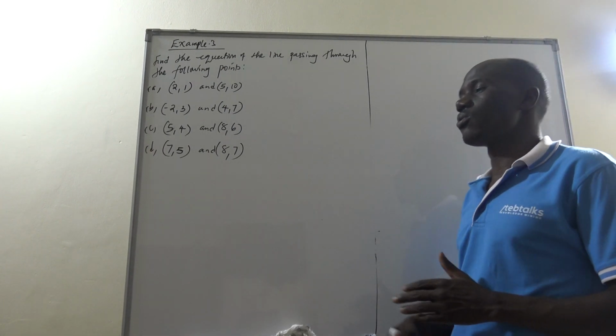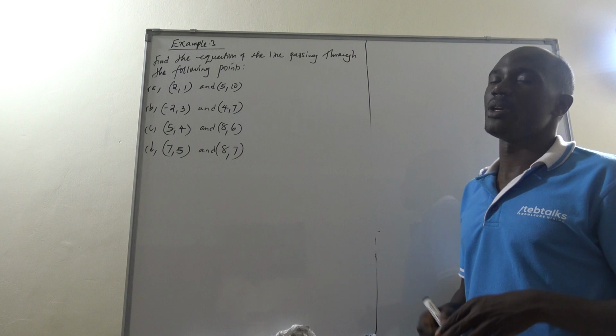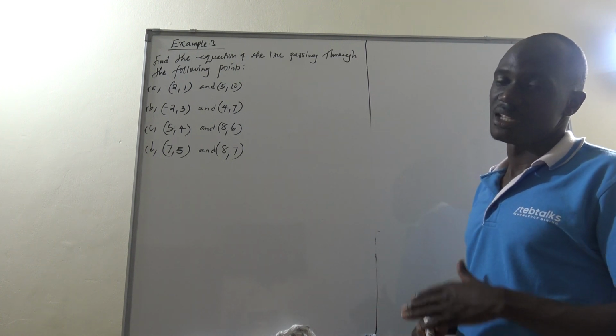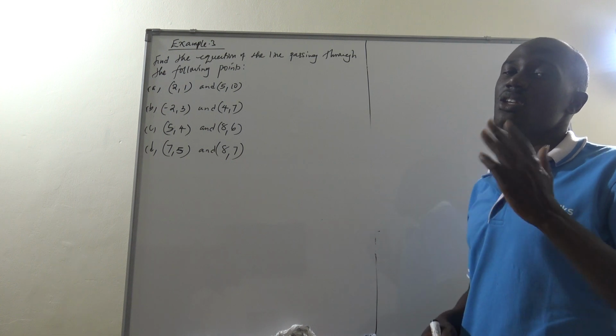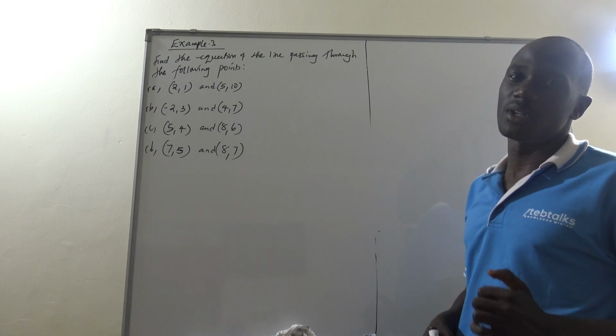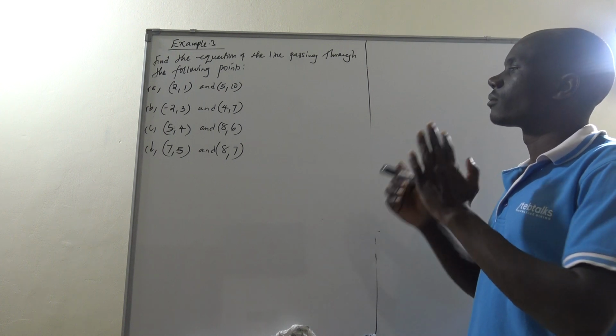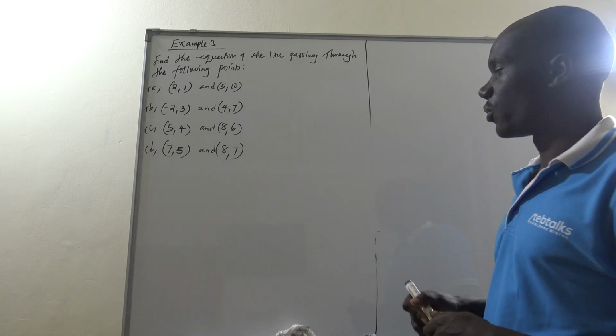So what we're going to do when the numbers come in that way: we said that when you're getting the equation of the line, you need to have the gradient, but we don't have the gradient. The first step is to get the gradient, and I'm going to use two alternatives, then you choose which one is good for you.